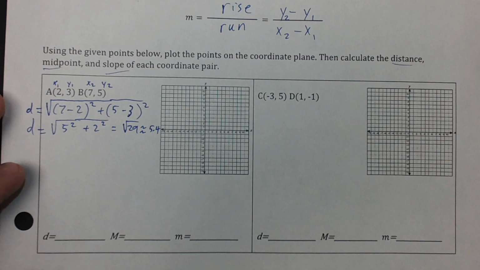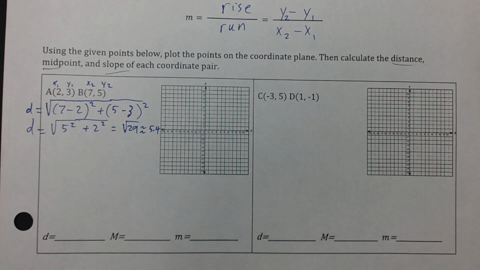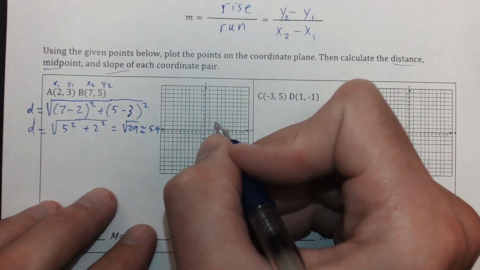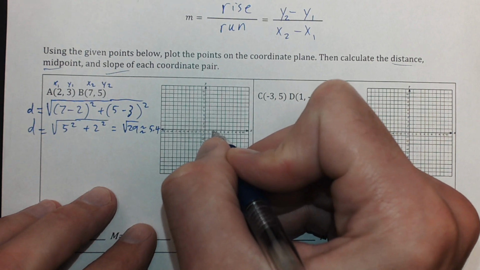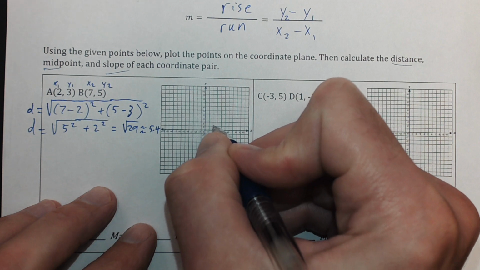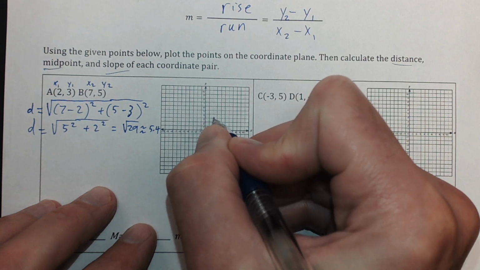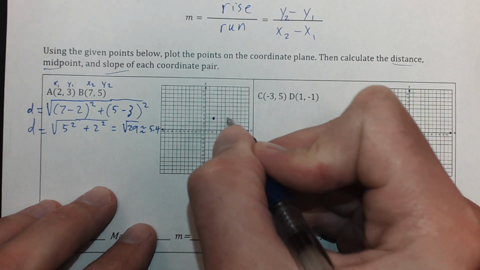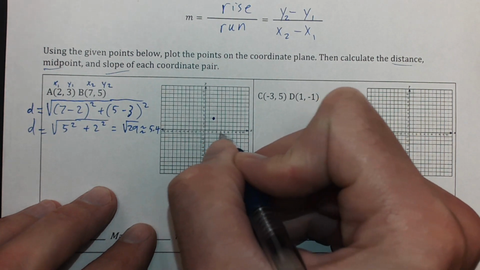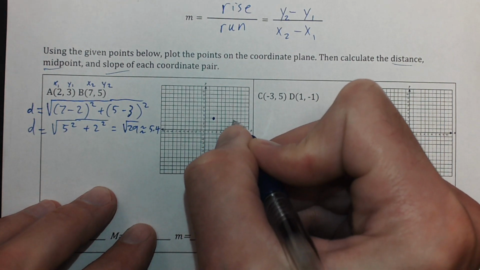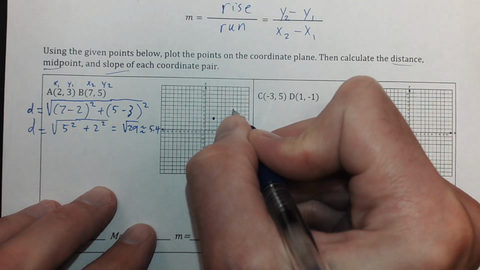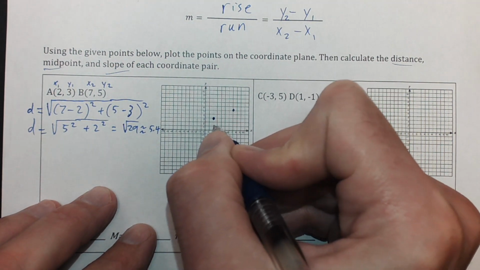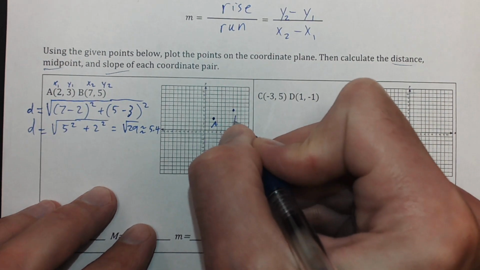Now it might be helpful if you just go ahead and plot the points as the directions say. Let me go ahead and do that now. 2, 3, that's 2, 1, 2, 3. These are very small grids. And then 7, 5. 7, 1, 2, 3, 4, 5. I believe that's right. So this would be point A, and this would be point B.